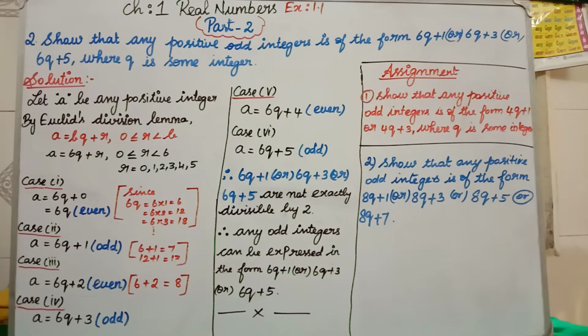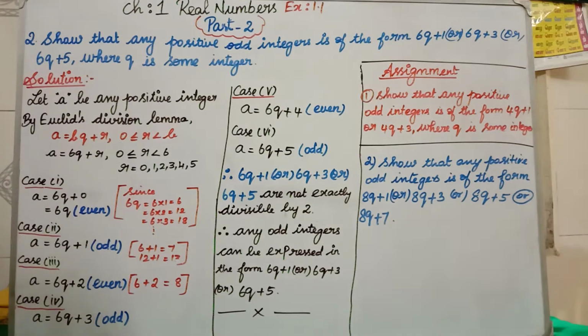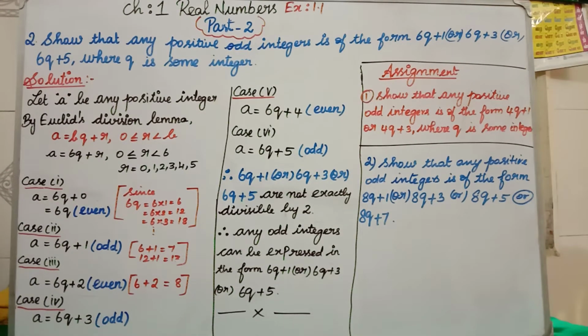After this we have to substitute the remainders into a equal to 6q plus r. Our first remainder: a equal to 6q plus 0. Then a equal to 6q plus 1, then 6q plus 2, 6q plus 3, 6q plus 4, 6q plus 5. These cases we are going to see now. Let us see the first case. Case 1: a equal to 6q. The first remainder is 0. I have written 6q plus 0, which is 6q. I have written here even.